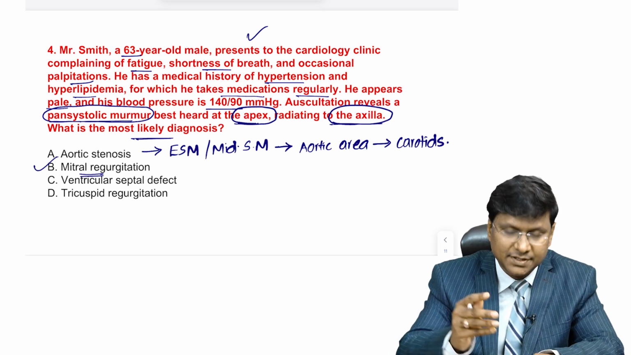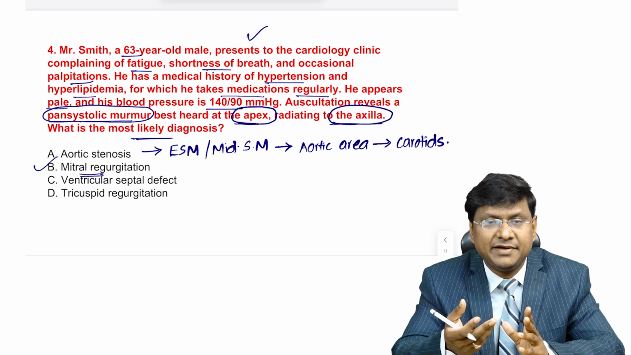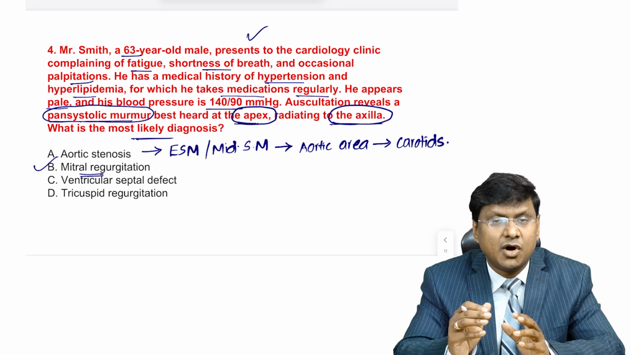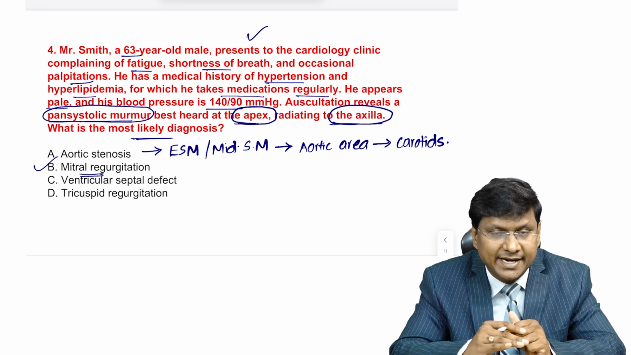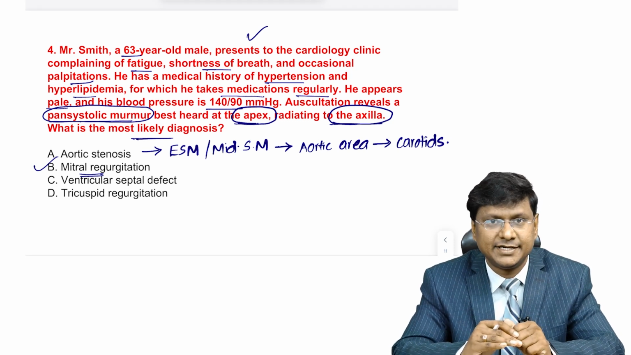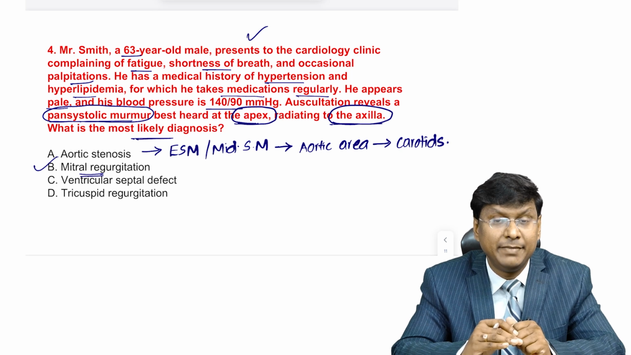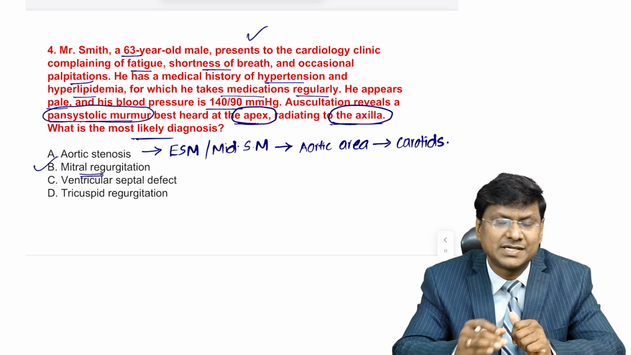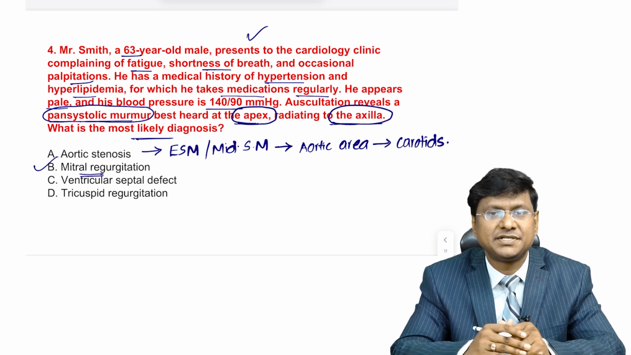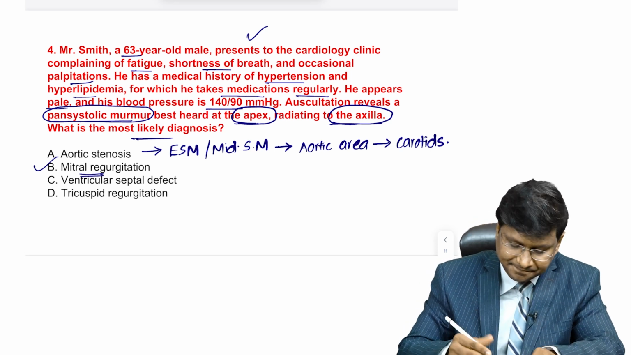And the murmur of aortic stenosis gets aggravated or precipitated on making the individual sit and lean forward and then auscultate. The individual is made to sit, lean forward, and then auscultate. The murmur of aortic stenosis increases, right?